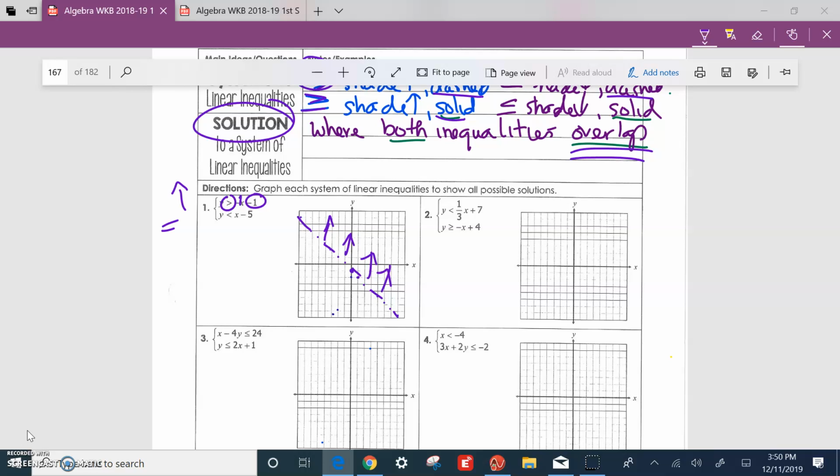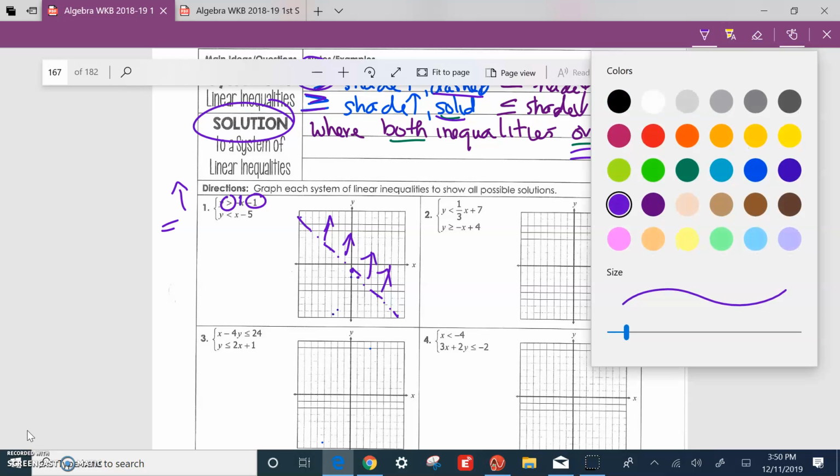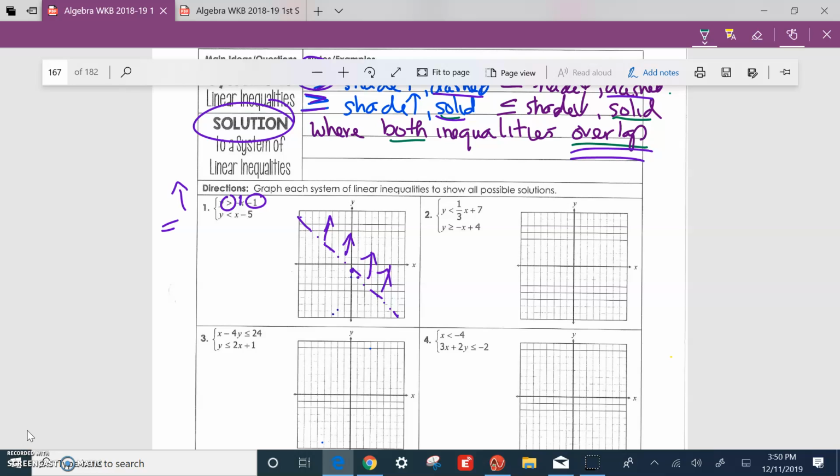Our next line, the y-intercept is -5. Change colors. -5, 1, 2, 3, 4, 5. Our slope is +1, so we're going up 1, over 1, up 1, over 1. We only go to the left to extend. It is also just the inequality, no equal to, so just put some dashes. And it is the less than inequality, so we're going to shade below this line.